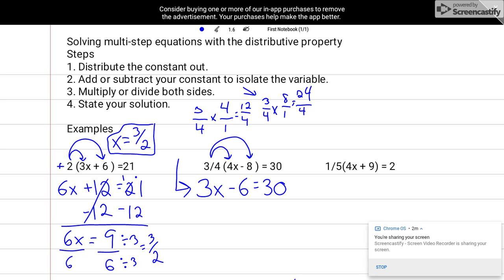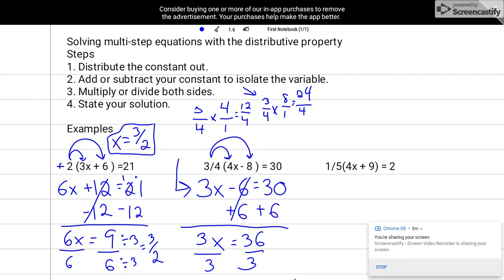Don't be afraid of fractions. Sometimes having those fractions can actually make your problem easier, like it is in this case. So continue as we normally would. I'm going to add 6 to both sides because it is my constant, and it will isolate that 3x term, which is what I want. And now all we have to do is to divide both sides by 3. And 36 divided by 3, x equals 12 is my final answer there.